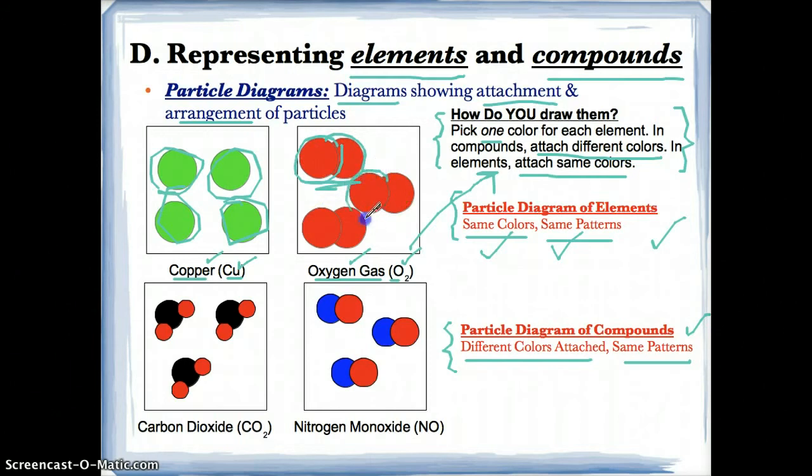Then I'm going to draw another O2. So I draw two red spheres based on this number 2 down here, and I'm going to draw two reds since it's oxygen, and oxygen is red. So that's how I drew O2. I attached two of the same color together. If it's O3, obviously, you'd attach three of the same color together and so on and so forth. It's really easy. Just look at the number to tell you how many of them you have to attach.